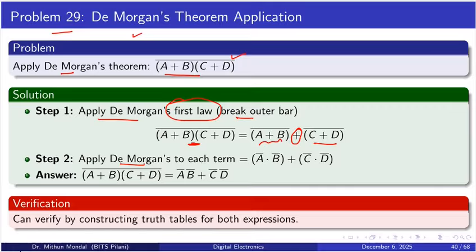Now you apply De Morgan's to each term. Here you have the sum, so it will convert to the product. So you have a complement into b complement. Here you have c plus d complement, so that will give c complement into d complement. And finally your answer will be a complement into b complement plus c complement into d complement. If you want to verify this, you can construct the truth table for both expressions, and you can see that both will give you the same answer.